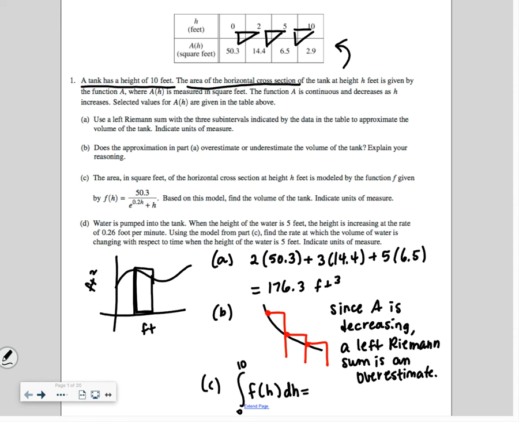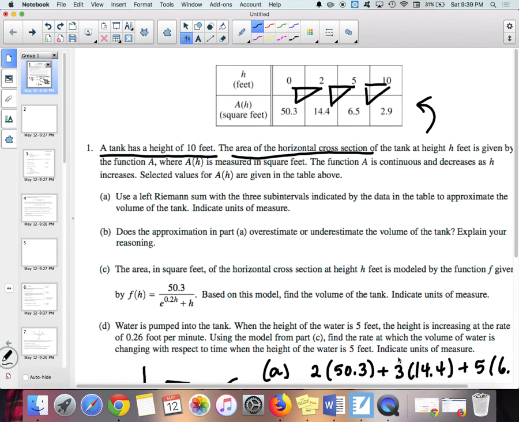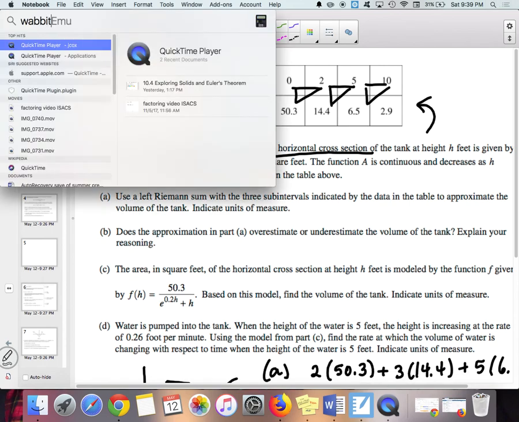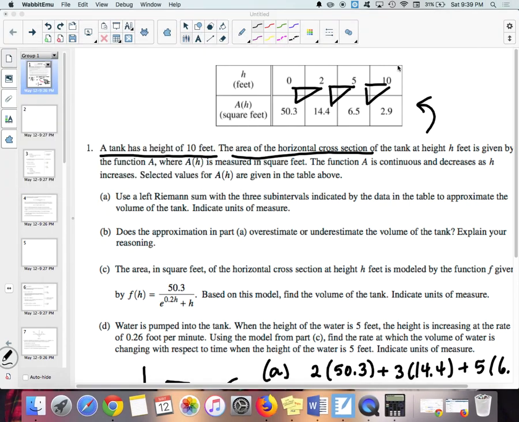And we can put this into our calculator. What I recommend is if you're using a calculator, put this in for y1. That way it's easier to integrate, and if you need to find an intersection point or something, you'll have it in there.